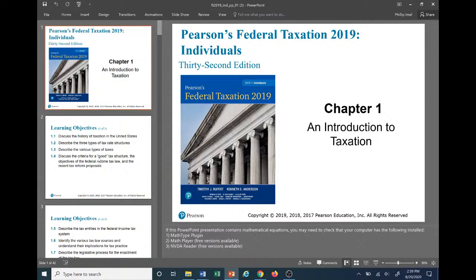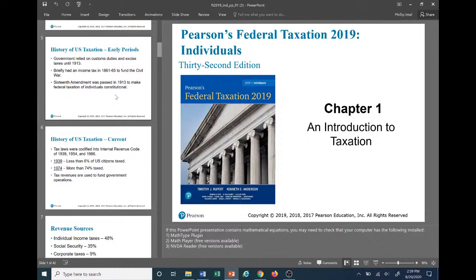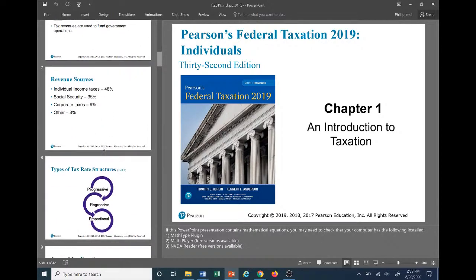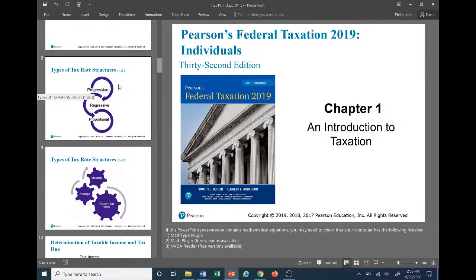And remember, I'm going to go through one more time real quick and just point out the stuff that I feel is of most importance. So the history, not concerned about that. I'm not going to test you or quiz you on anything on that. Same thing with the revenue sources. Type of tax rate structures, that's something you could see on these.